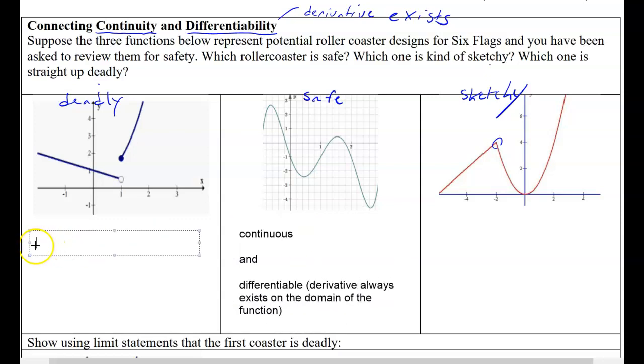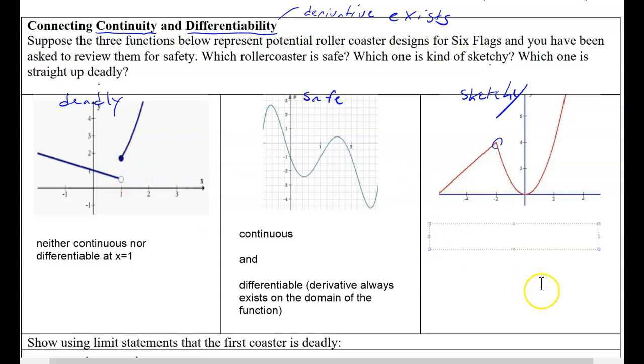I would describe my deadly coaster as neither continuous nor differentiable at x equals 1. So that hole there, obviously not continuous, there's a jump discontinuity, and it doesn't make sense either to talk about the derivative because the derivative is different depending on which piece of the function I'm on.